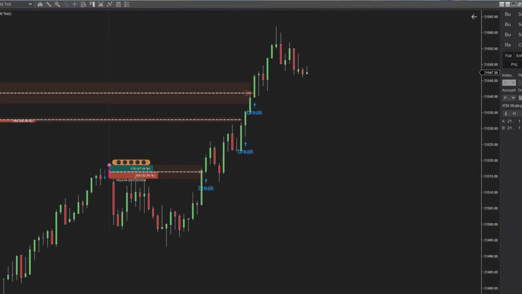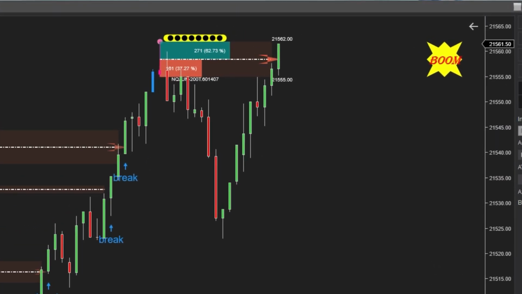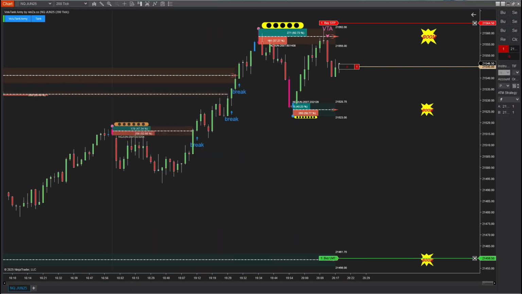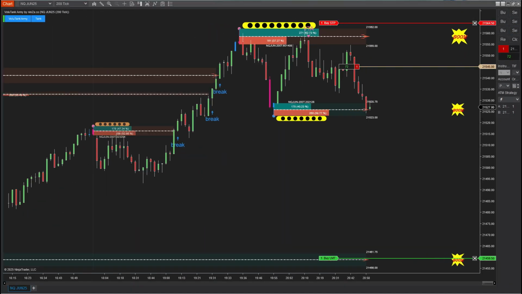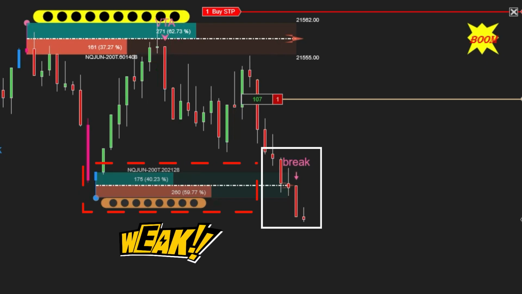Continuing the sequence, you'll see that price forms another supply zone, and when it returns to this zone, it prints a large bearish candle with a strong body, indicating a very strong reaction at the level. This is a clear reversal signal, and it's a good opportunity to enter a sell trade at this point.